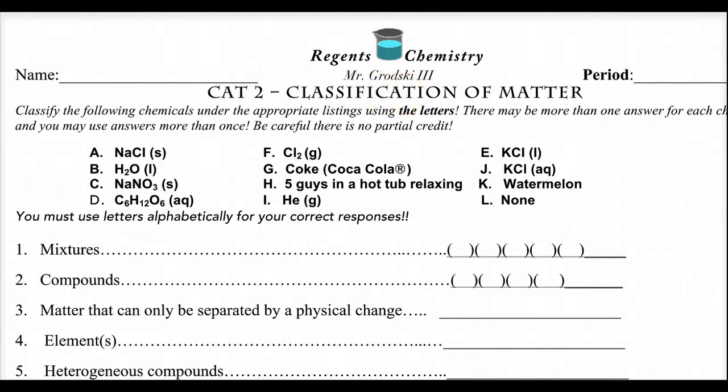Mixtures. Okay, the first thing I'm going to do is find my mixtures. You know what? I'm going to start this way. I'm going to look for my elements. I know that an element is a group of the same type of atoms. If I were to draw a particle diagram, I would see all of the same type of atoms. They could be diatomic or monoatomic, but they're the same atom.